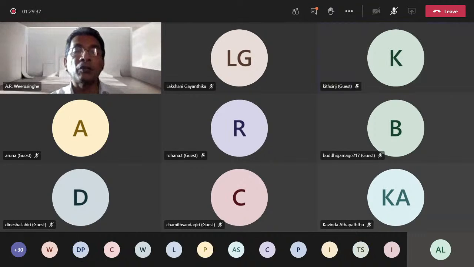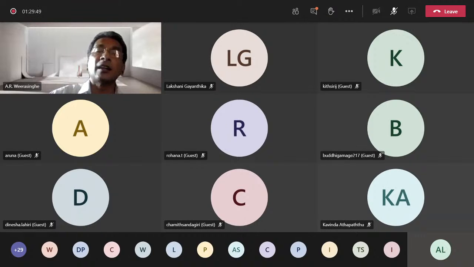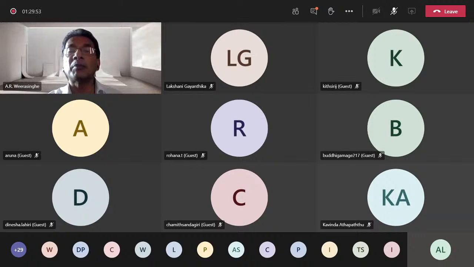Okay, so we move on to the next paper. It is paper ID 78 for those who are following papers. And the topic is CNN and RNN LSTM based hybrid approach to detect state-of-the-art stance-based fake news on social media.